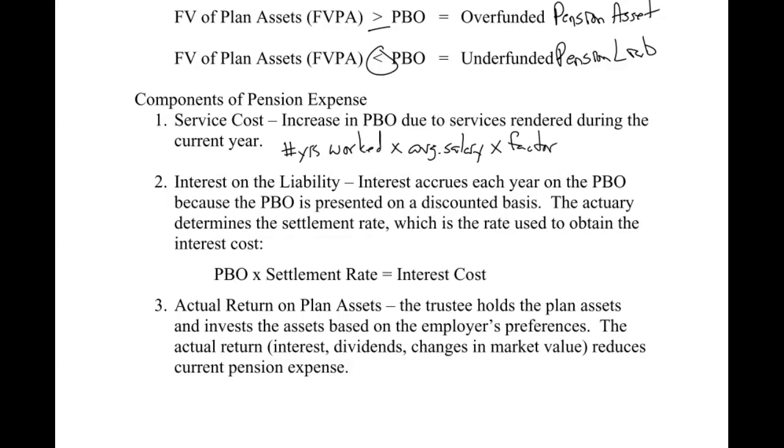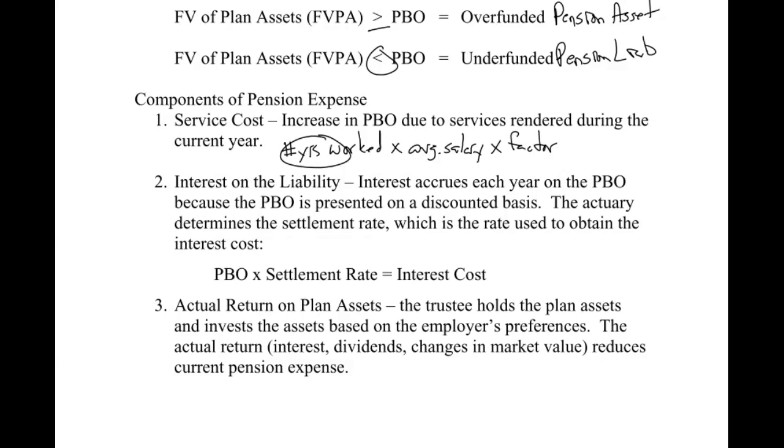So service cost: if they work another year, which is what we're talking about here, so our employees have worked one more year, then this formula by default will increase, right? The product of that, if the number of years worked goes up by 1, will increase. So they worked another year, therefore we owe them a little bit more, so that's going to be one component of pension expense for the period.